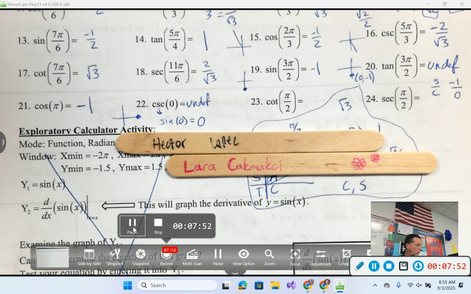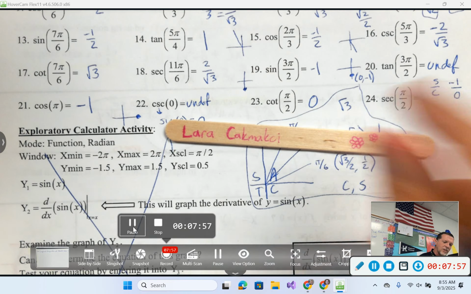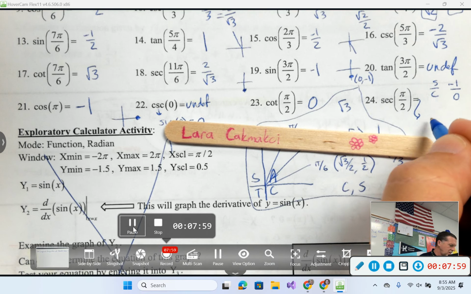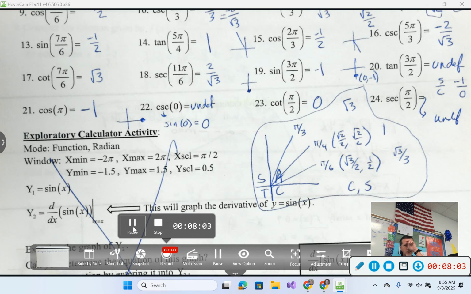Hector, the cotangent of pi over 2 is 0. And Laura, the secant of pi over 2? Undefined. Because the cosine is 0 and we flip it over, we put 0 in the bottom.